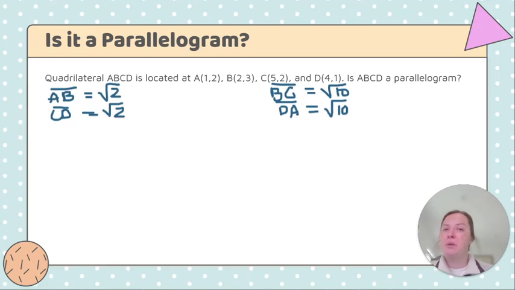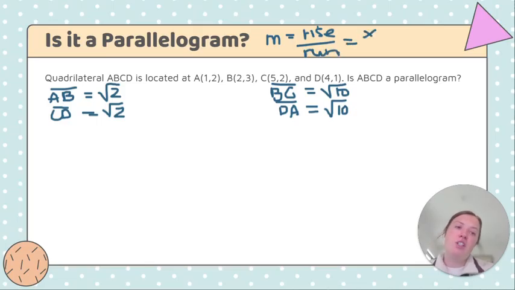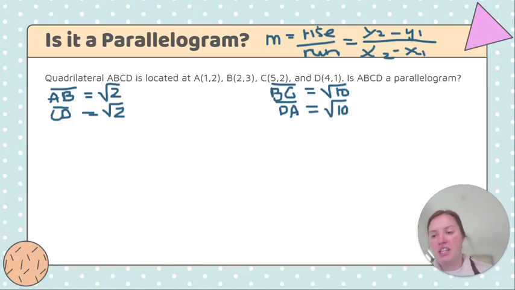And remember, to show that things are parallel, we need to show that they have the same slope. So we're going to use our slope formula, which is our rise over run, which is our change in, whoops, not x first, y first. So we do y2 minus y1 over x2 minus x1 to solve for this. And we can solve for each one of our side lengths.